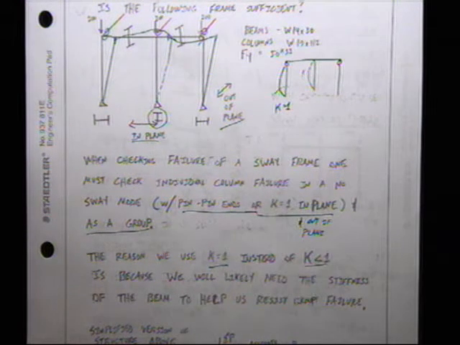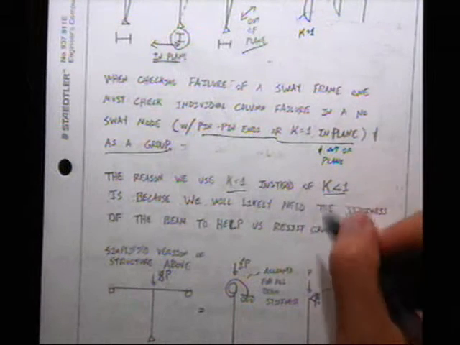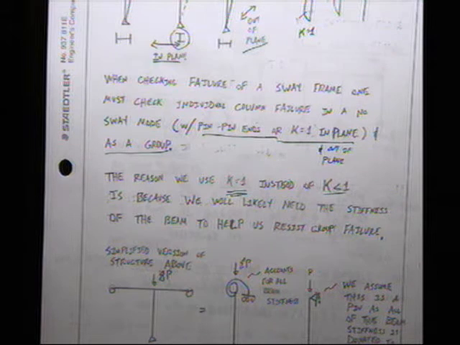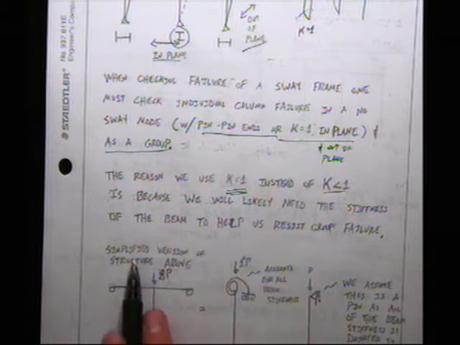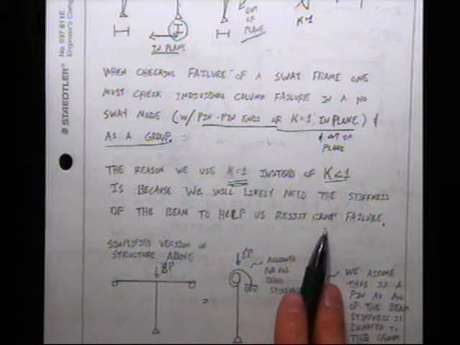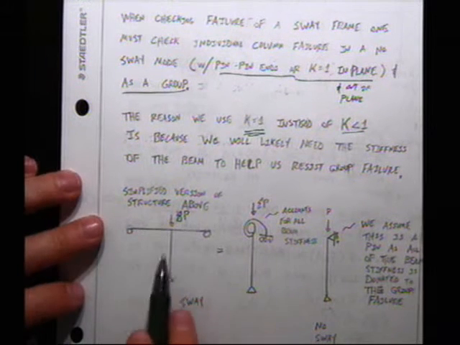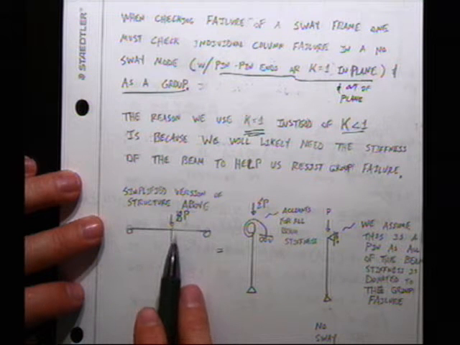But we're assuming that all of that stiffness is already given to resist the sway capacity, to resist the group capacity, the group failure. So when we go and check the columns as individuals, we always use a k equal to 1. The reason why we do this is because we will likely need the stiffness of the beam to help resist the group failure. So in a simplified version of the structure above, we would take all the load and think of this like summation of P load on top of this member.